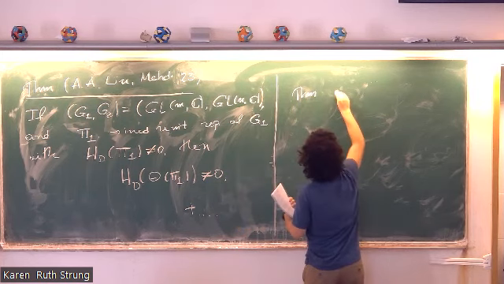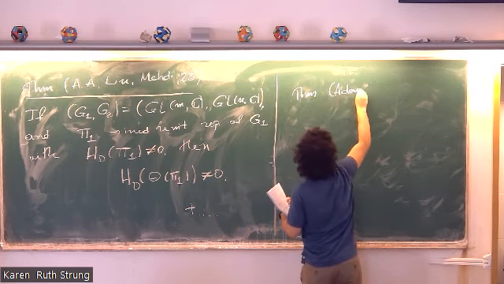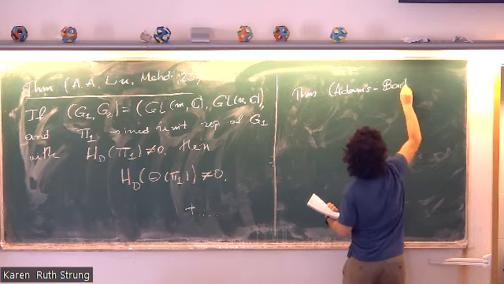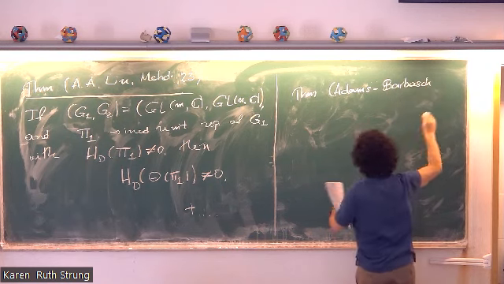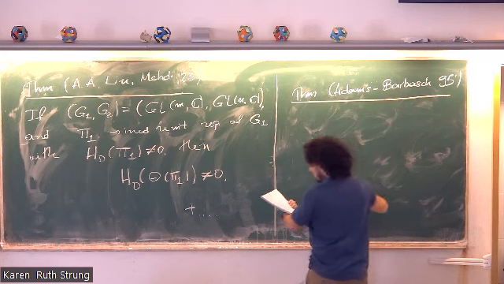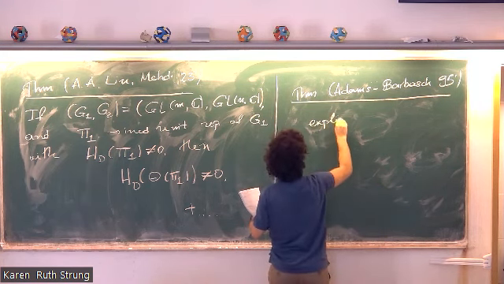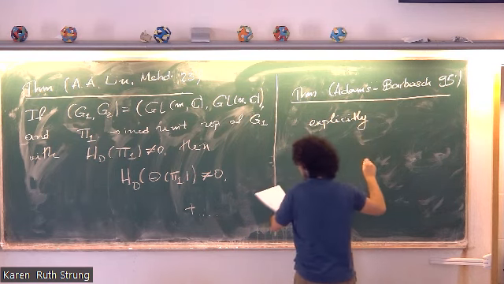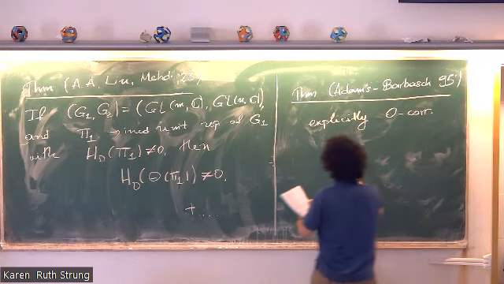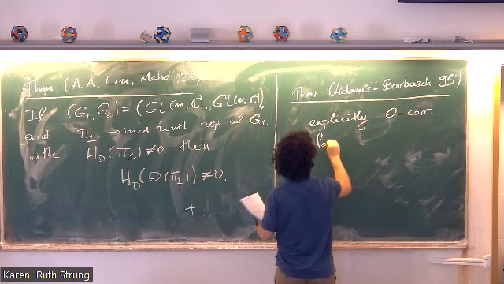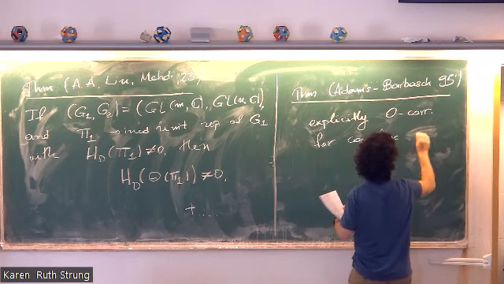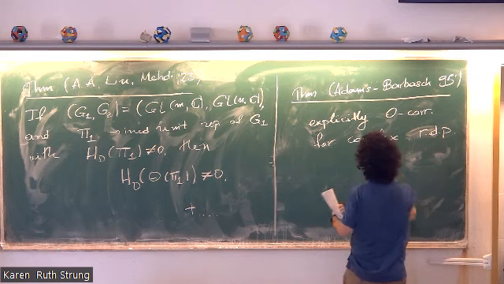The first one is due to Adams and Barbash from 95. So roughly speaking, they explicitly give the theta correspondence for complex reductive dual pairs. That was the first result that we used.